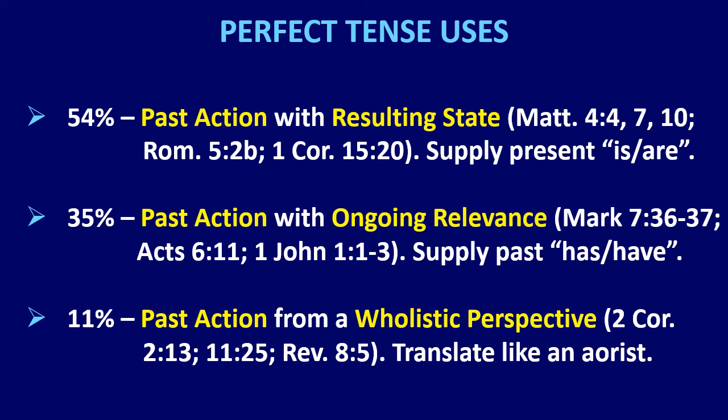Likewise, about 35% of the time, the emphasis is on the past action with its ongoing relevance. Not that the results of the action are what's being emphasized so much, or a resulting state per se, but the implications of the past action. So there's ongoing relevance, and we'll see some examples of that. In that case, you'll want to use the helping verbs has or have to bring out more of that past tense action. And then sometimes, 11% of the time, past action is being looked at holistically, almost like an aorist. In fact, you'll want to just translate it in some cases like an aorist.